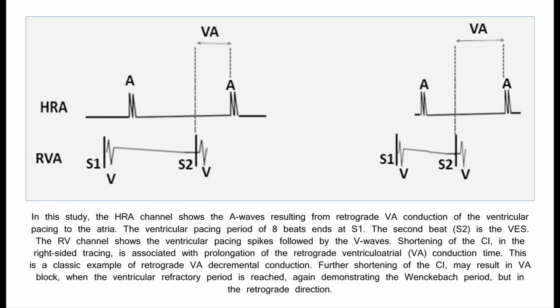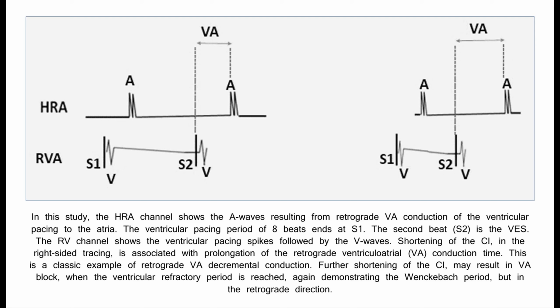In this study, the HRA channel shows the A waves resulting from retrograde VA conduction of the ventricular pacing to the atria. The ventricular pacing period of 8 beats ends at S1. The second beat, S2, is the VES. The RV channel shows the ventricular pacing spikes followed by the V waves.